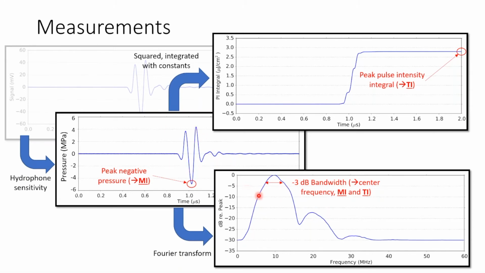And where this is important is that we find these negative 3 dB points here and here, take the arithmetic mean, and that gives us our center frequency. And the center frequency is used both in the calculation of MI and TI, and it will come up several times in the duration of this presentation.